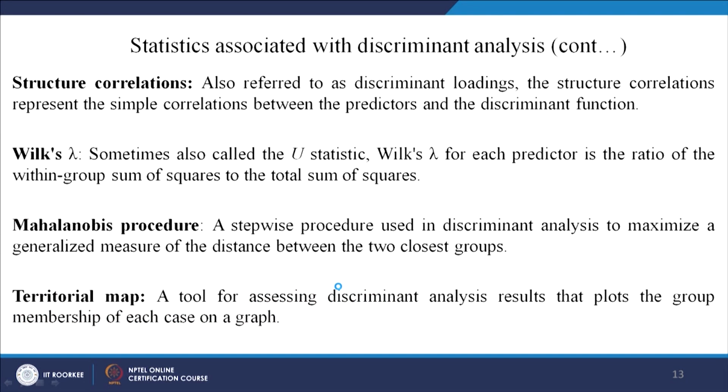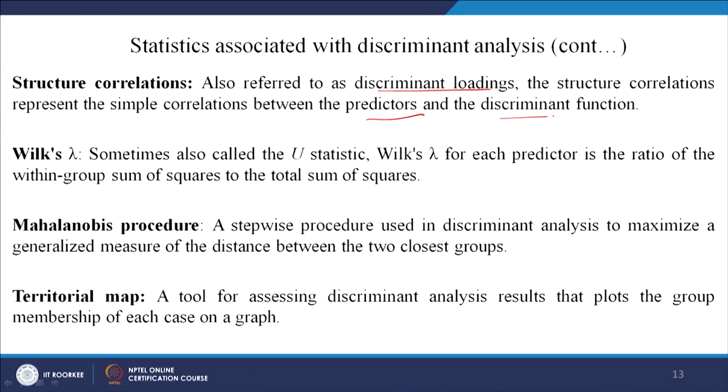Some other terms are like, for example, structure correlation is referred to as the discriminant loadings. So, this term loadings you will understand later on also. This is the correlation between two variables. The structure correlations represent the simple correlation between the predictor and the discriminant function, right.